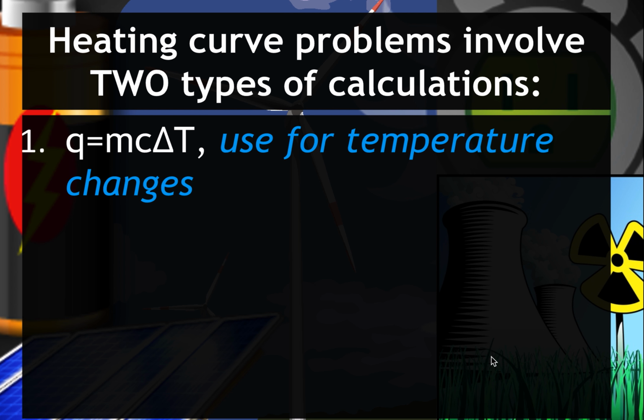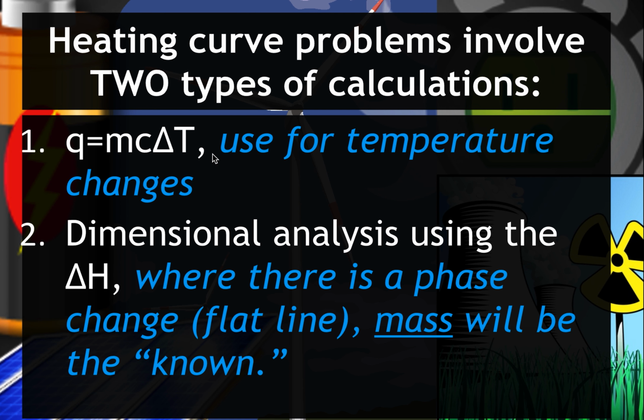So heating curve problems involve two types of calculations. One is the temperature change. This should look familiar. This was calculating the amount of heat using the mass of the substance times its specific heat and the change in temperature. The other is the dimensional analysis using delta H, which is where we're going to be using that enthalpy calculation, where there's a flat line, the mass is going to be the known, and you'll see in our example. This becomes a very easy part of the problem.